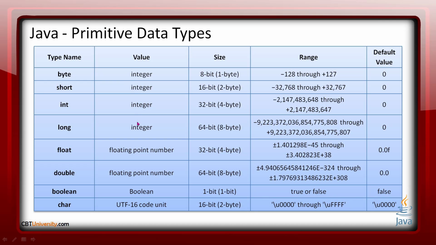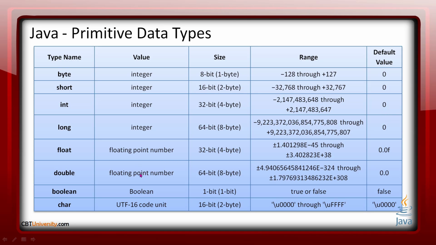And we have 4 integer data types. They are byte, short, integer, and long. The smallest integer type is byte, that is 8 bits in size. Short is 16 bit, integer is 32 bit, and long is 64 bit. And this is the range information. For byte, it's from minus 128 through plus 127. If you try to input 128 into a byte, it gives an error. And the default value for these integer types is 0.